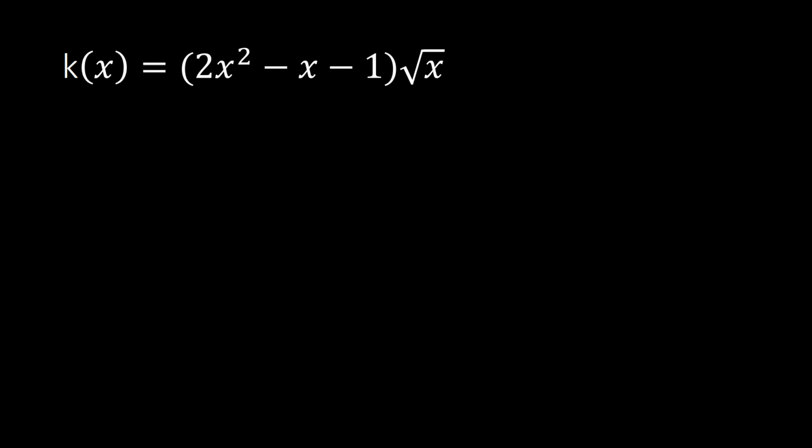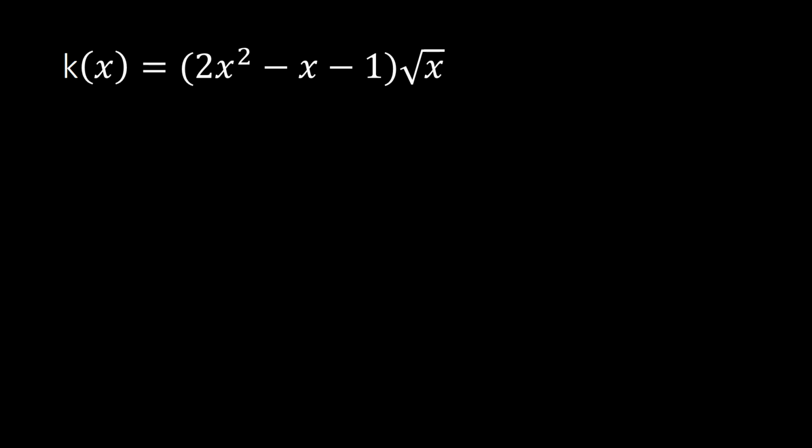We have k of x equal to 2x squared minus x minus 1, multiplied with the square root of x. There are actually two ways for you to solve the derivative of this one. You may try to distribute that one and then do the derivative of each of the terms as a result, or you may go for the product rule. So I'll be showing those two here. Let's start with distributing this one. We'll try to compare the result, whether that will be the same.